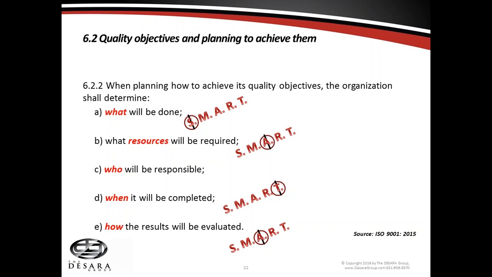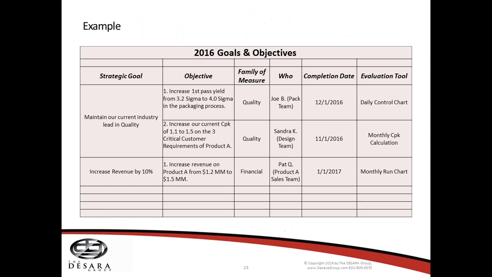Now, what would I expect to see as an auditor coming into an organization as it relates to quality objectives? Here's an example. I want to stress up front, this is not a requirement that you have this table. But here's an example of something that might be useful for the organization and at the same time meet the requirements in the standard. We've got column 1, the high-level strategic goals. As an example, maintain our current industry lead in quality, increase revenue by 10%.